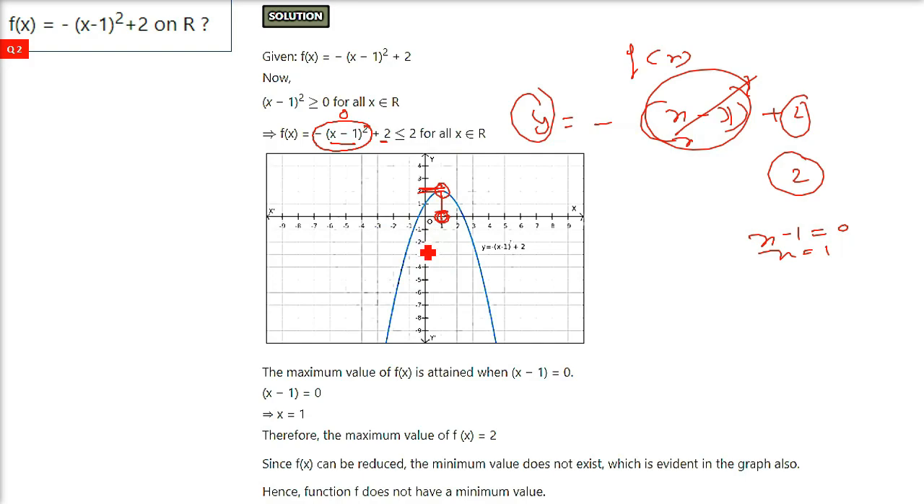You put x as 1, you get y as 2, which is the maximum value. So this function is not going beyond 2. So the highest possible value is 2 at x equals 1. Now the second question arises: what is the minimum value?